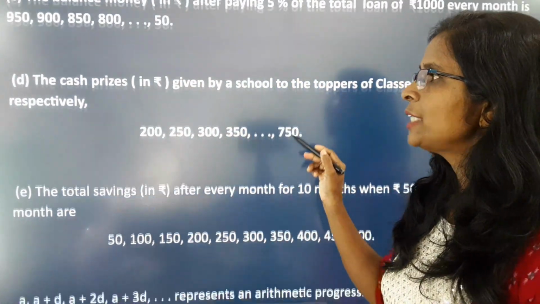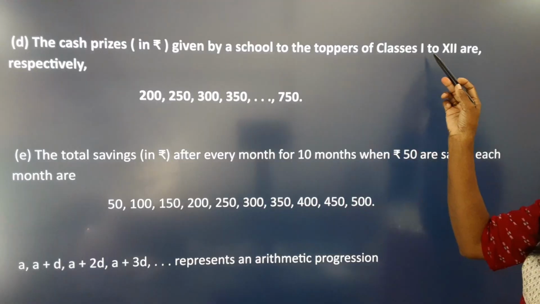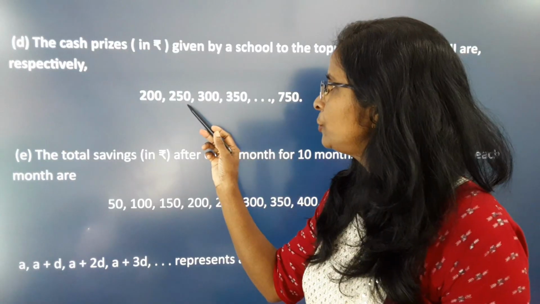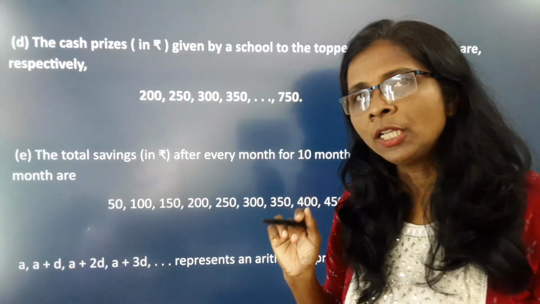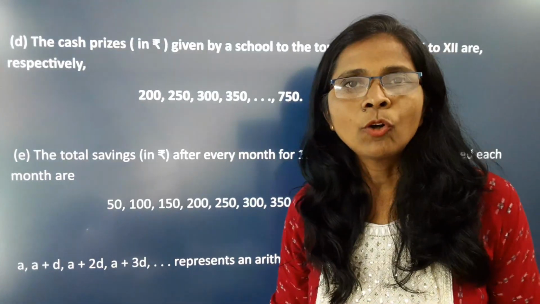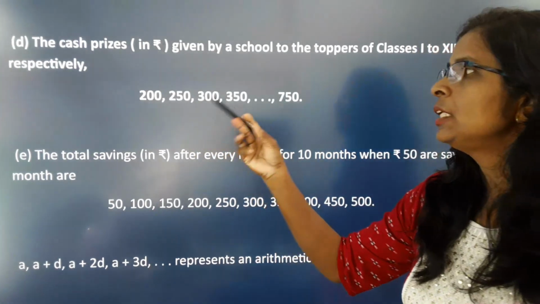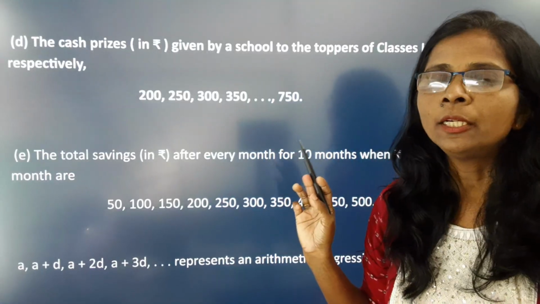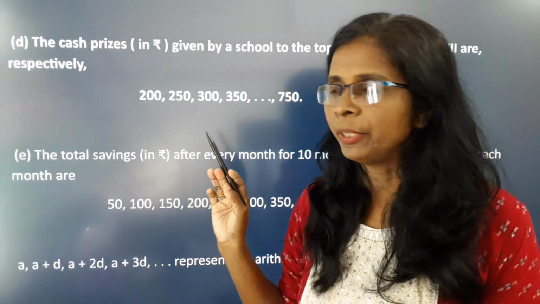Fourth one, the cash prizes in rupees given by a school to the toppers of classes 1 to 12 are respectively 200, 250, 300, 350, dot dot dot 750. Now here also, between two consecutive terms the common difference is 50. The difference between 200 and 250 is 50, and between 250 and 300 it is also 50. So that's why the common difference is the same. So this example is an AP.